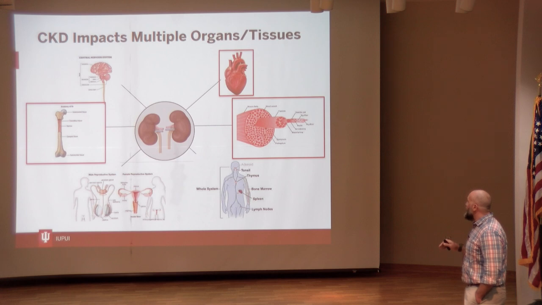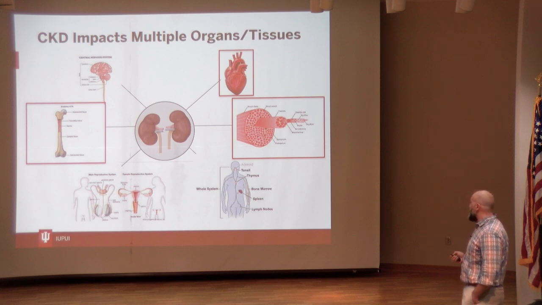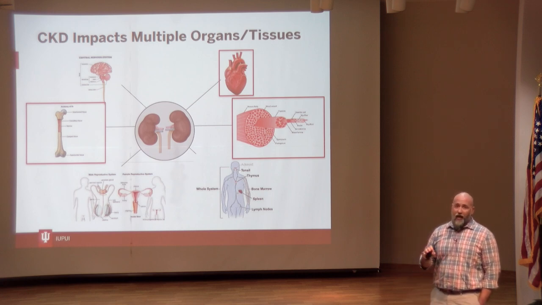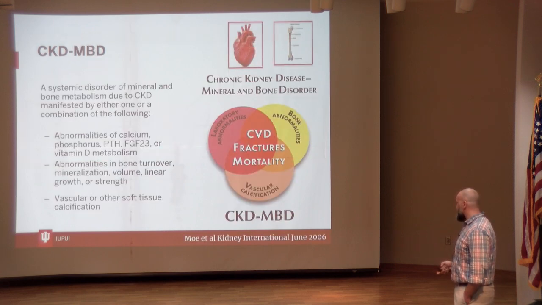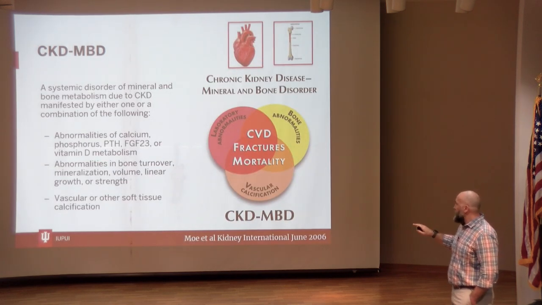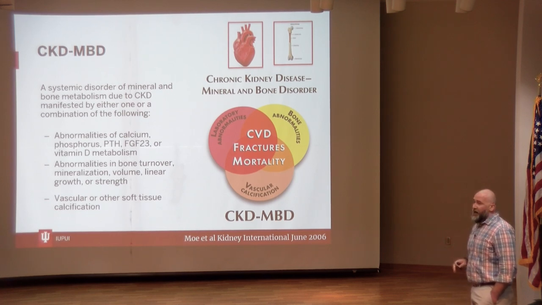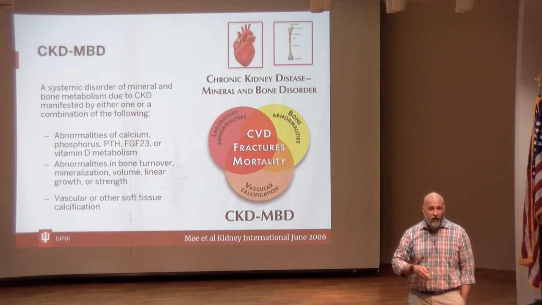When you look at CKD, it impacts multiple tissues and organs. It can impact the CNS, bone, the reproductive system, immune system, muscle, as well as heart. So there are a lot of effects it can have. It's not just the kidney having these effects. It is a systemic disease. One known condition is called CKD-MBD, CKD mineral bone disease, and there are three different types of abnormalities. Laboratory, also known as biochemistry.